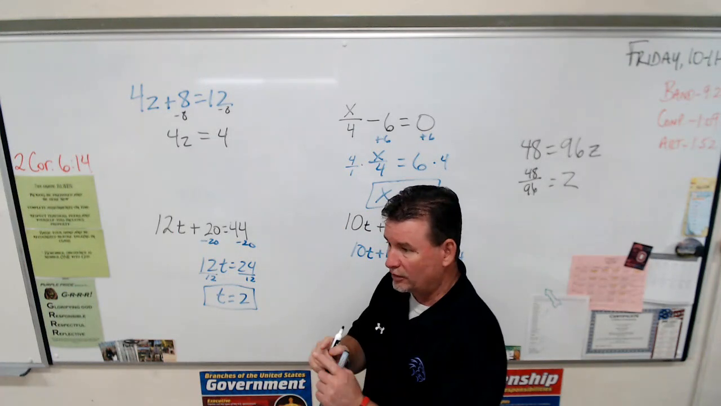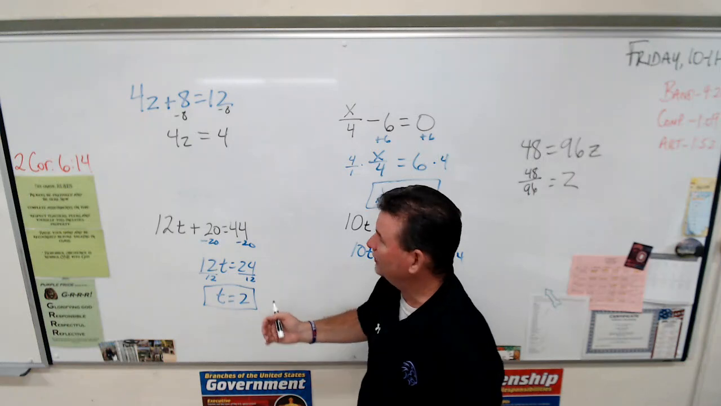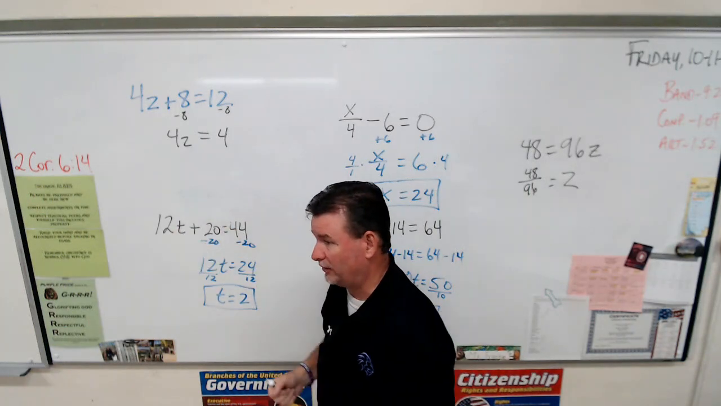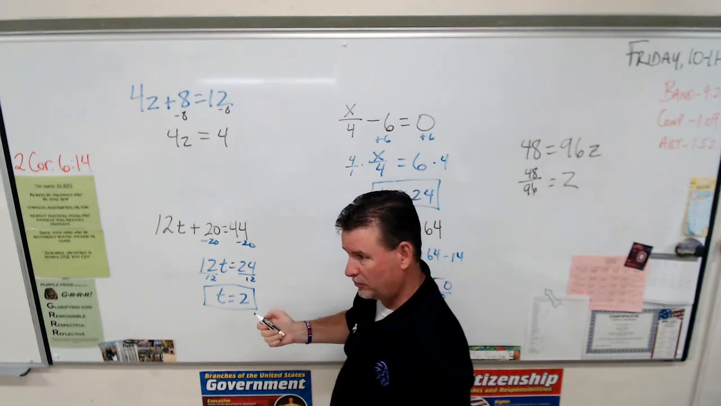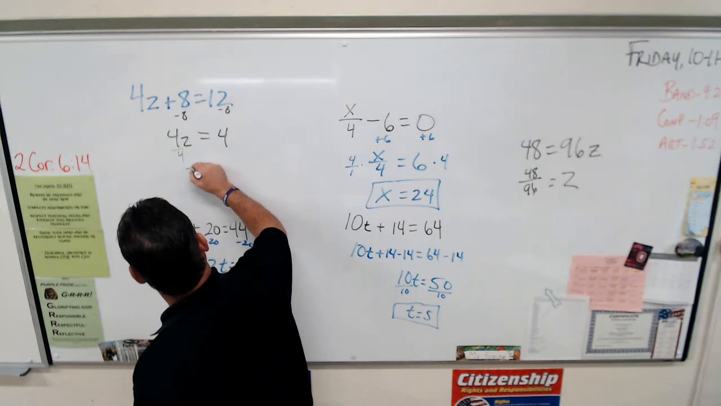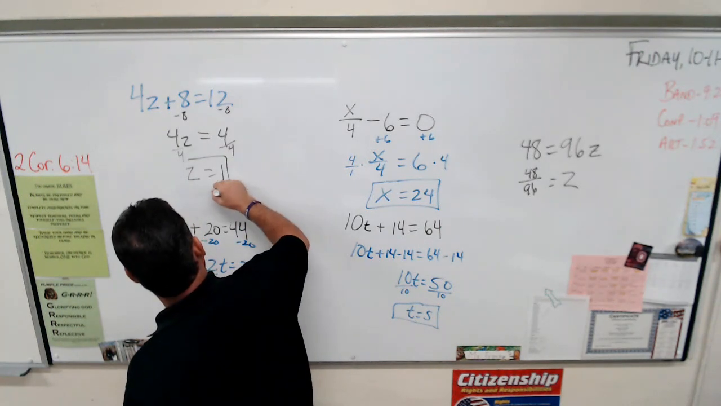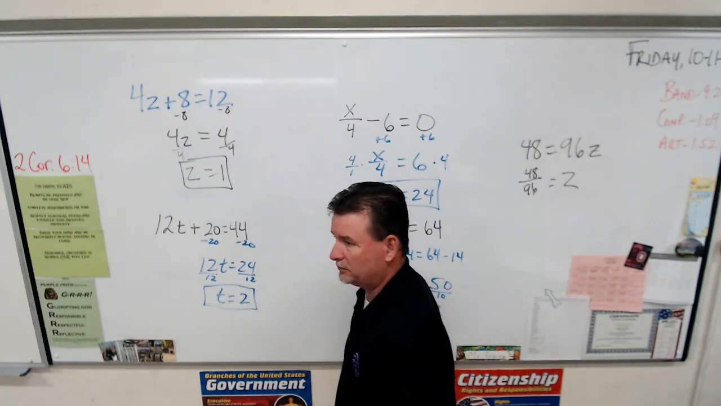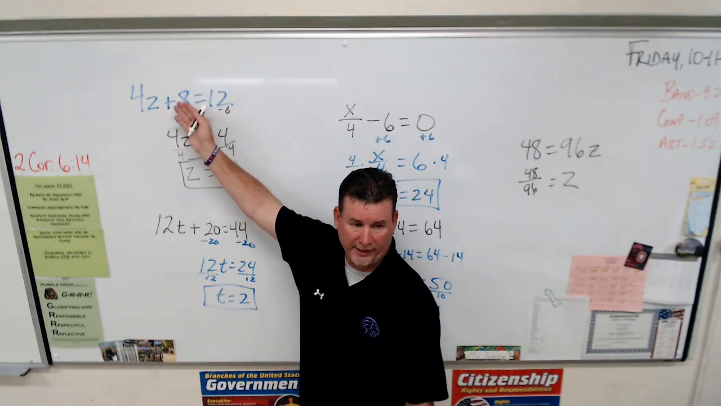That indicates multiplication. How do I undo multiplication? So what's 4 divided by 4? If I divide this by 4, that leaves me just 1z. If I divide by 4, z equals 1. I'm done. Am I right? Yeah. What's 4 times 1? 4. What's 4 plus 8? 12.